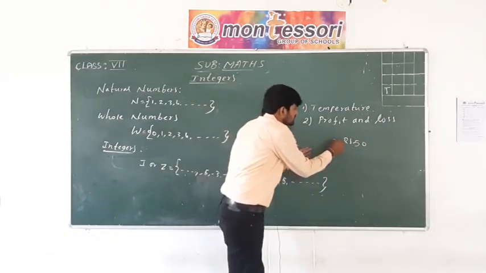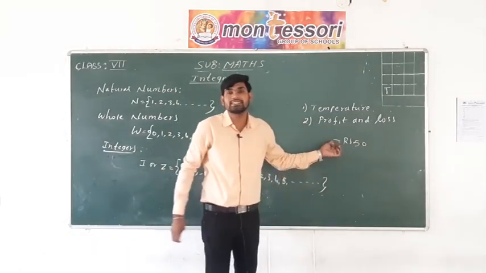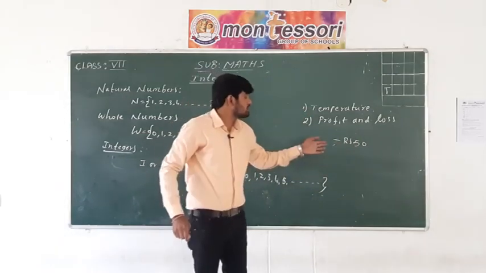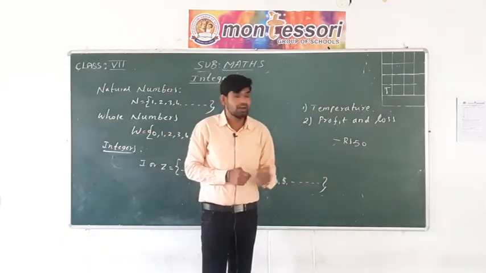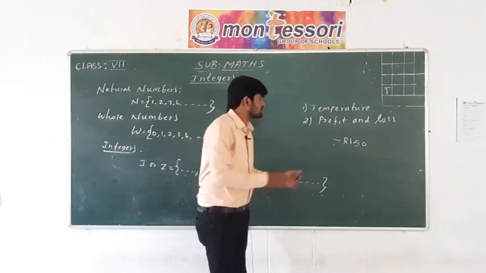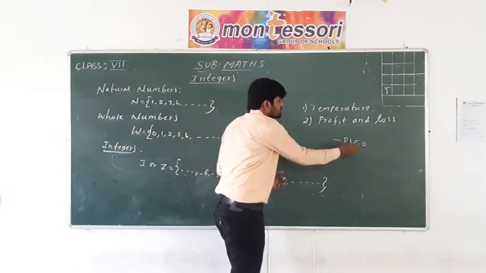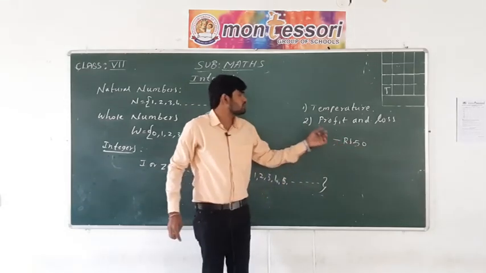But we said that loss, here we denote with a negative sign. Why do we use the negative sign here? That negative sign says that he has a loss. But we don't have a 50 rupees note with a negative sign. So simply we say that he has a loss of 50 rupees, which we denote with a negative sign. That is where we use the negative sign in profit and loss.